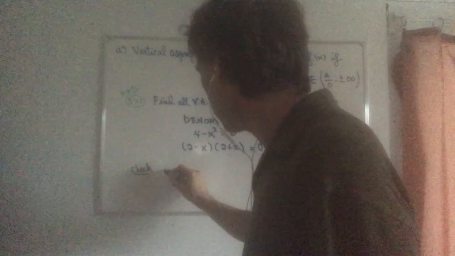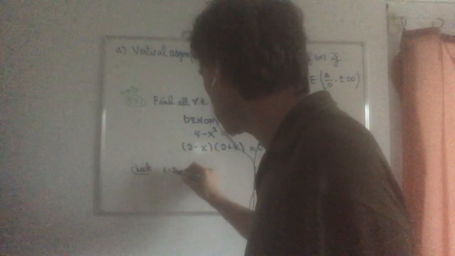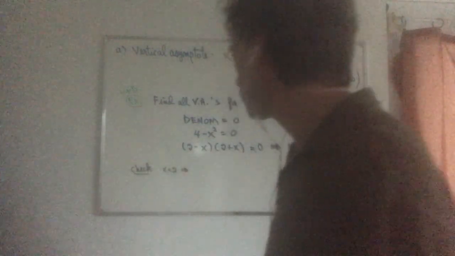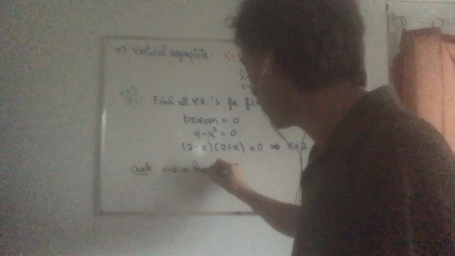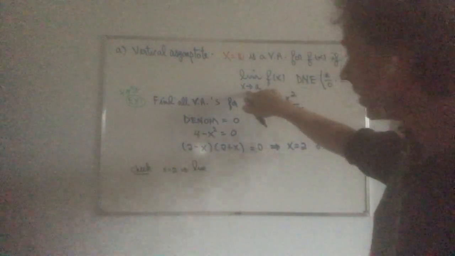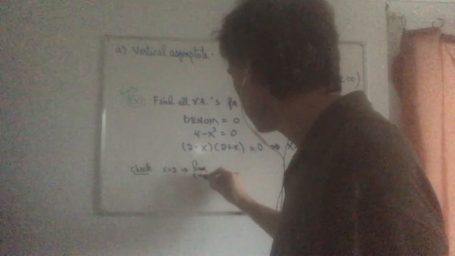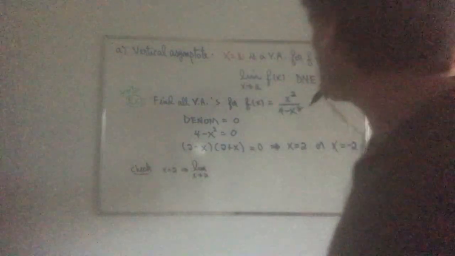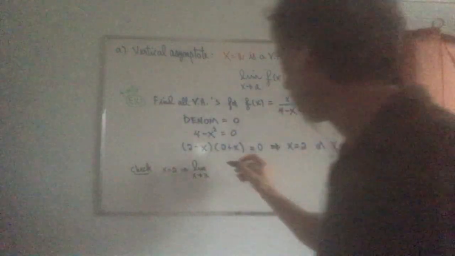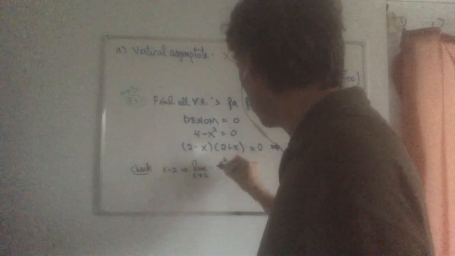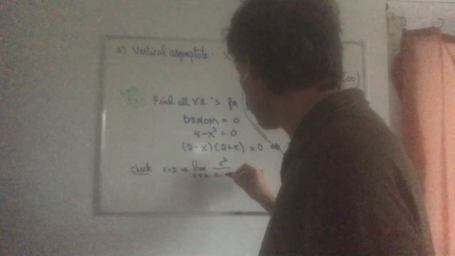So first I'm going to check that x is equal to 2 works. So what do I do to check that? I take the limit as x approaches a, and my a is 2, of the function that I am given, x squared over 4 minus x squared.